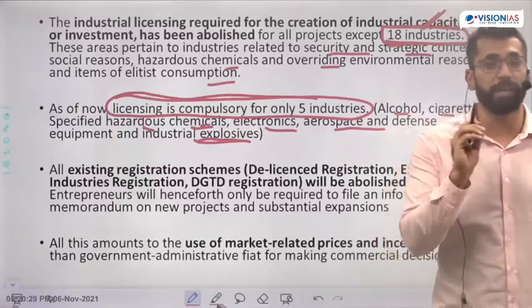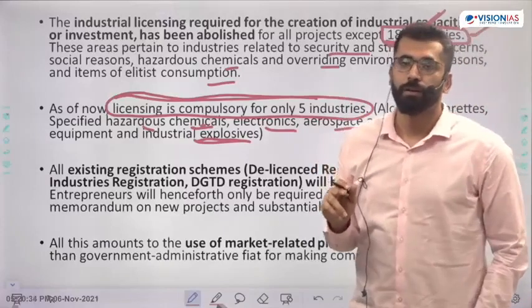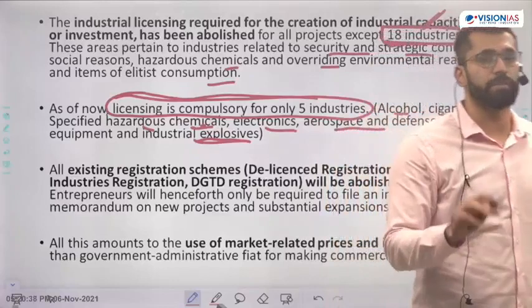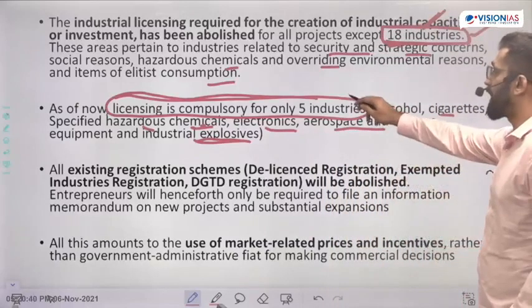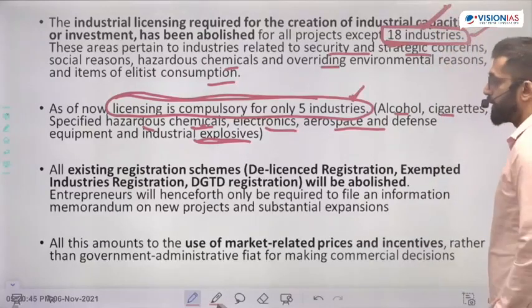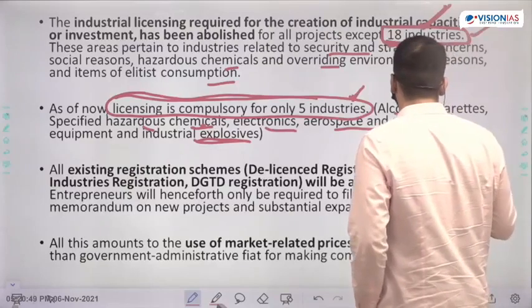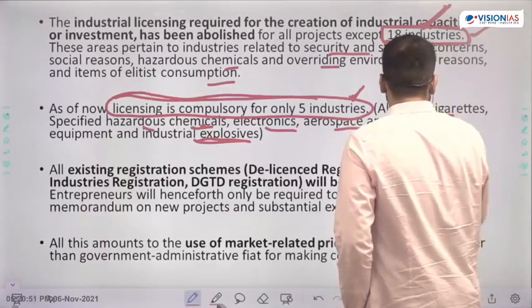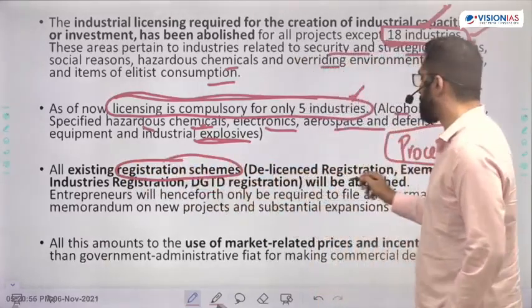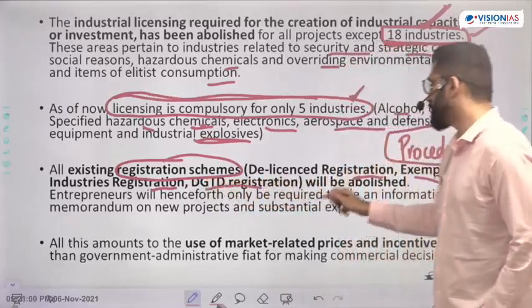You can very well get a statement that there are no industrial licenses required today, that no industry has to require a license for starting up an enterprise. This is not true. There are 5 industries which require licenses. At the time of 91 there were 18 industries which required licenses. This is the most important procedural impact that happened. Sub registration schemes and registration offices were closed. Exempted industries registration, DGTD registration will be abolished.